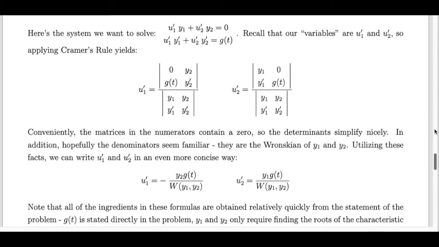And then hopefully you recognize this denominator. You may or may not, but this denominator is the Wronskian of y1 and y2. So I can simplify each of these determinant fractions and write them in a more concise way as I have here. So these two formulas directly identify the u1 prime and u2 prime that we were solving for in the system as we did in the previous example.